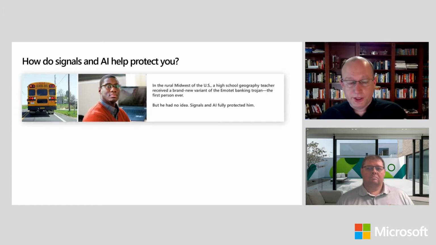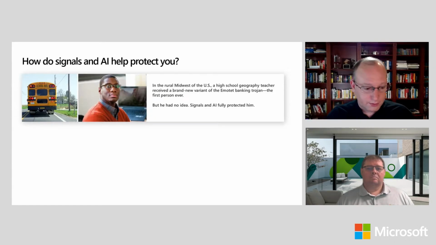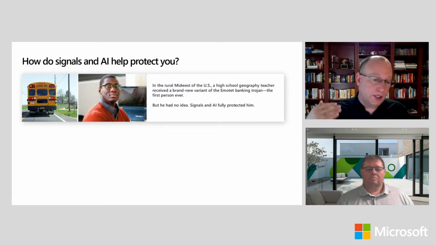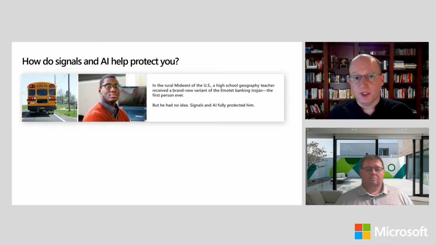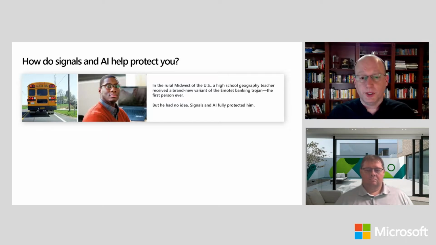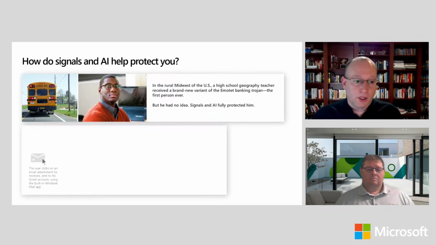So what happened in this particular case: in the Midwest of the United States, a high school teacher got the very first copy of a brand new banking Trojan, a new variant of an existing Emotet banking Trojan. And he never actually knew that this happened because the threat intelligence took care of it, along with machine learning, sometimes referred to as the bigger picture AI, but ultimately the machine learning technology underneath.